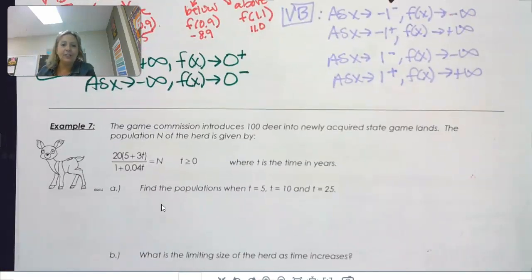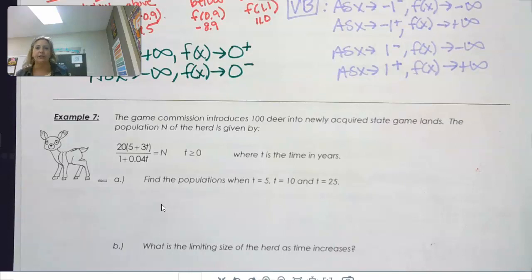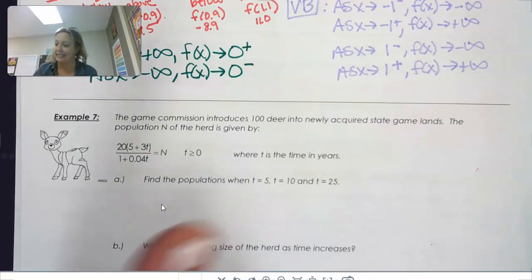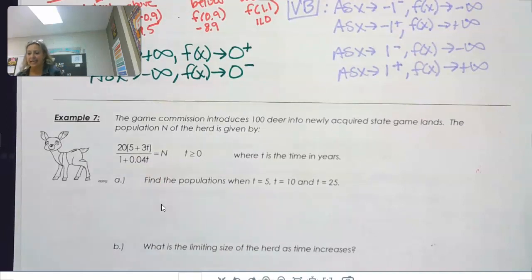Okay. Last question, example 7. It says the Game Commission introduces 100 deer into newly acquired state game lands. The population N of the herd is given by this function, where t is the time in years. Find the populations when t equals 5, t equals 10, and t equals 25, okay?